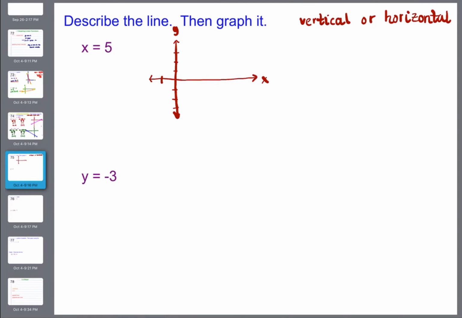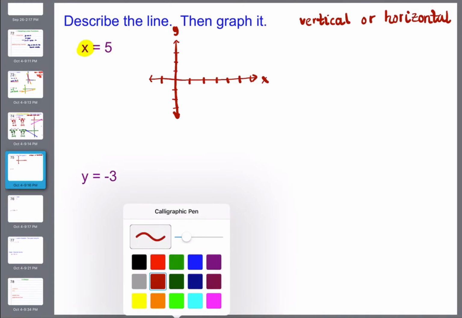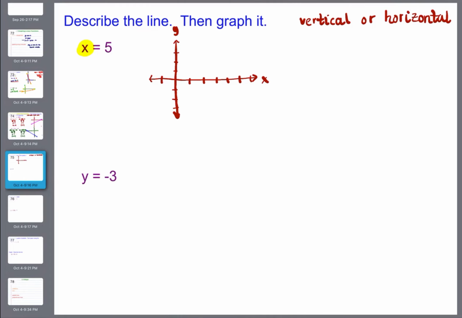It says x equals 5. So on the x-axis, I'm going to go to the value of 5 and put a point. And if I wanted to cut the x-axis, I wouldn't want to draw along the x-axis. I want to cut it. So I'm going to draw my line vertically.